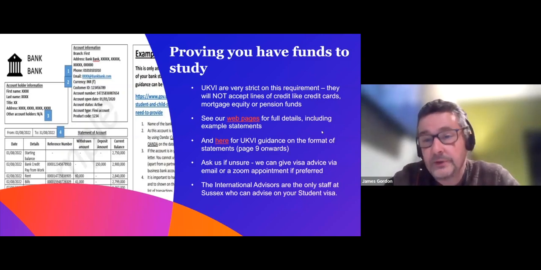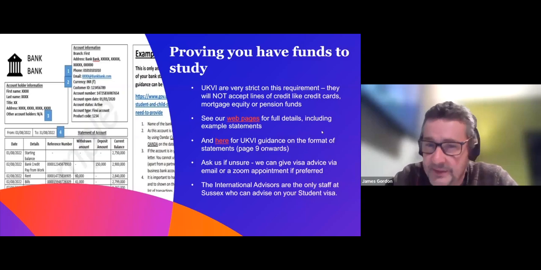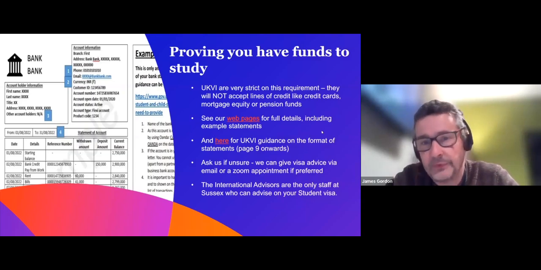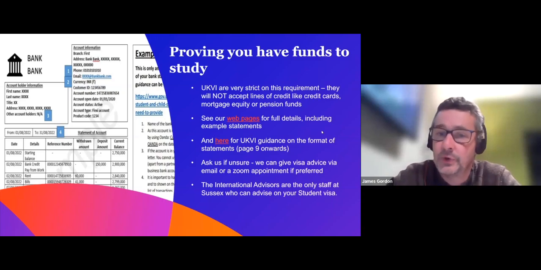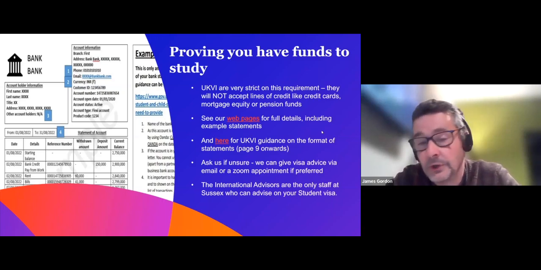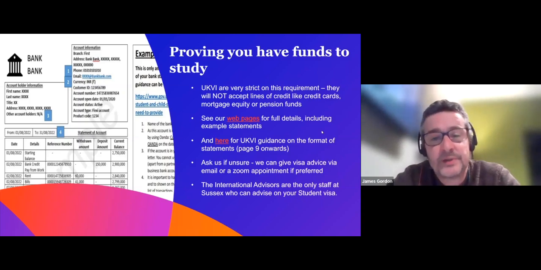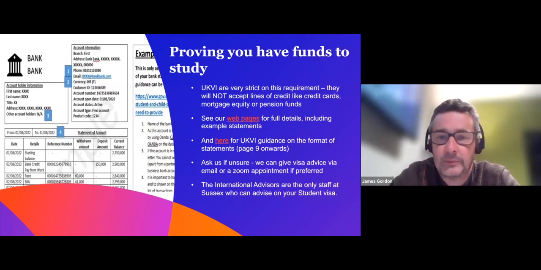Go to our web pages. All the information is on there, and we've got example financial documents on there. We've provided the link here on this slide as well to the UKVI guidance, which goes into a bit more detail. And as I've said, do get in touch with us if you've got any questions. We can arrange a Zoom appointment if you need a bit more detailed advice. And it's important to note that the international advisors, so me, Joanne, and Nicola, are the only staff at Sussex that can provide you immigration advice, particularly around the financial requirements for the application.